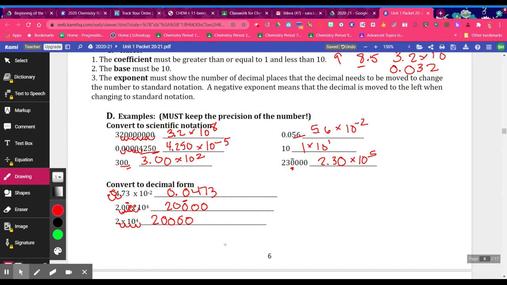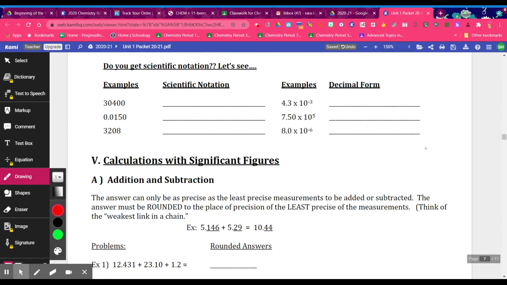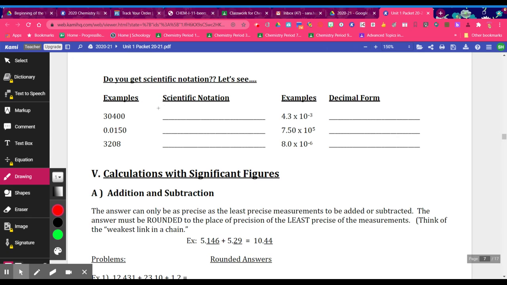Okay, you guys are going to do the practice on the next page. So if you could pause the video, and then I will put the answers to these. So you can try these on your own. So you're going to pause and then try these.